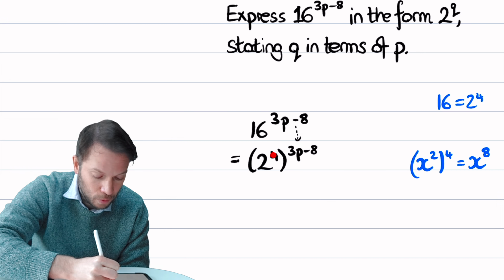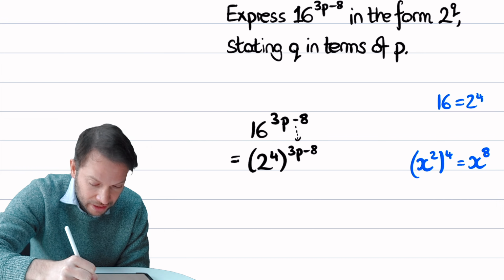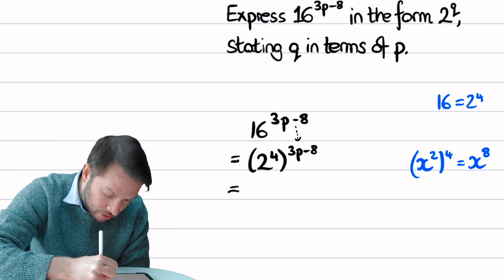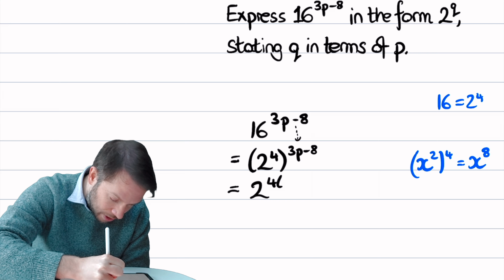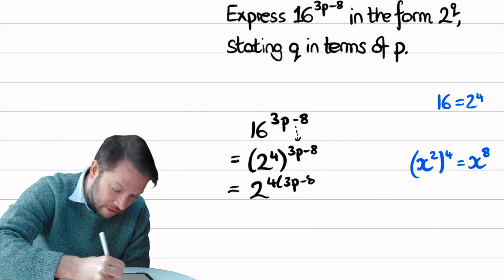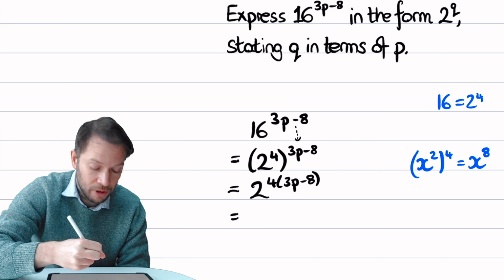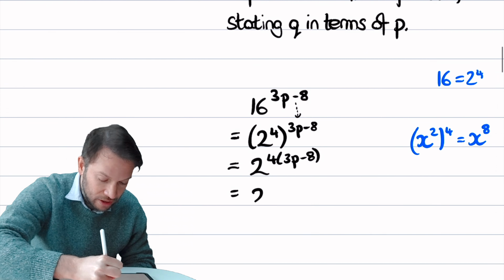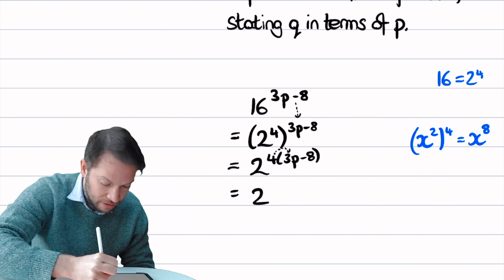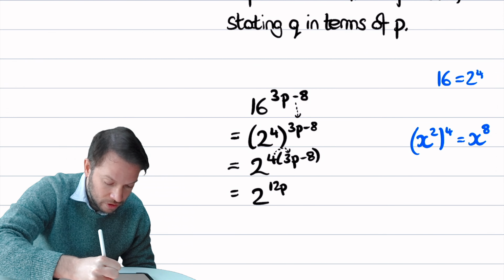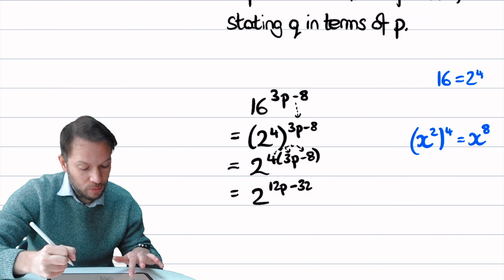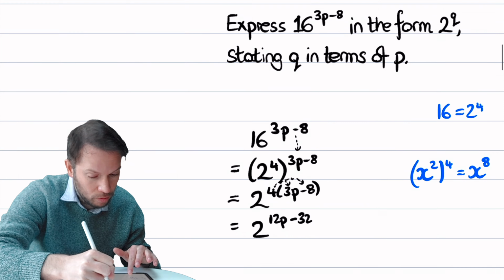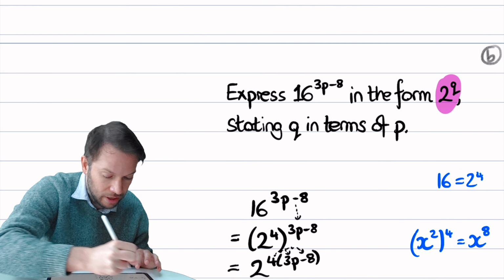So we just need to do 4 times the 3p minus 8. That's going to give us 2 to the power of, well, we can imagine this as 4 times (3p minus 8) with brackets like this, but you could skip to the final answer if you wanted to. Then 4 times 3p is 12p, and 4 times minus 8 is minus 32. Now we've got our answer in the form 2 to the power of q.